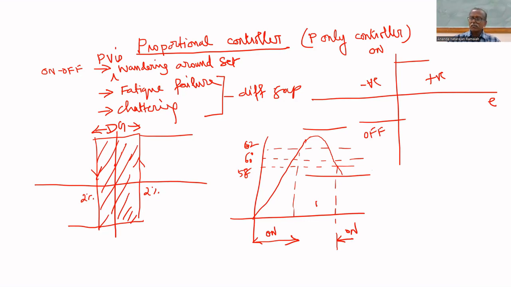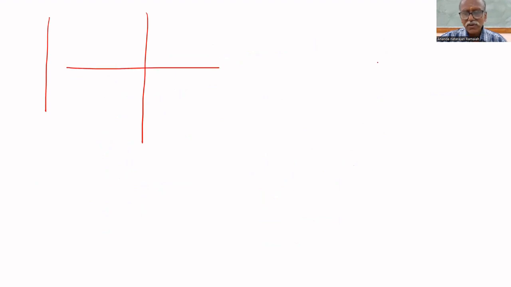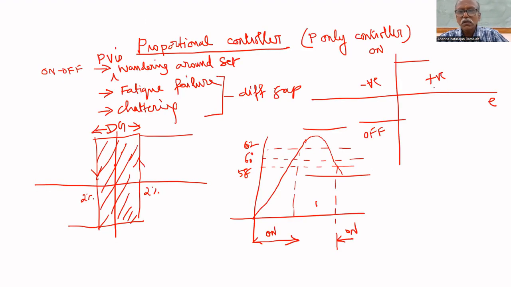Chattering is removed, and fatigue failure is reduced. But the magnitude of wandering increases. To reduce that, we can go for a 3-point controller. On-off controller is a 2-point controller. What are the 2 points? On, off, only 2 points. On means 100% output. Off means 0% output. Only 2 points.